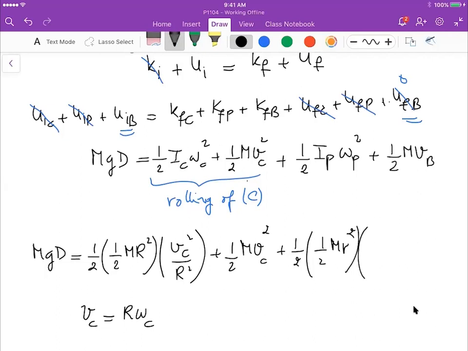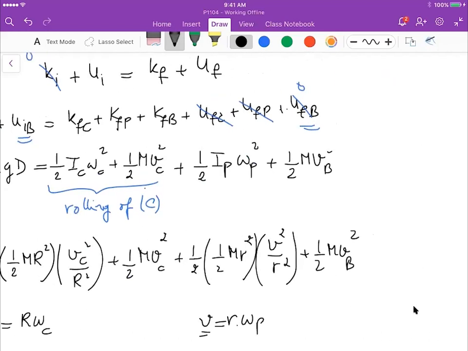Multiplied by omega p. What else about it? The cord is moving along the pulley without slipping, and therefore we can say that omega p is equal to, or rather the speed of the pulley v is equal to r multiplied by omega p, and the v is the same as the v of the block. So omega p is v divided by r, also squared, which means v squared over r squared, plus 1/2 times m times velocity of the block, all squared. Here the square was not written.